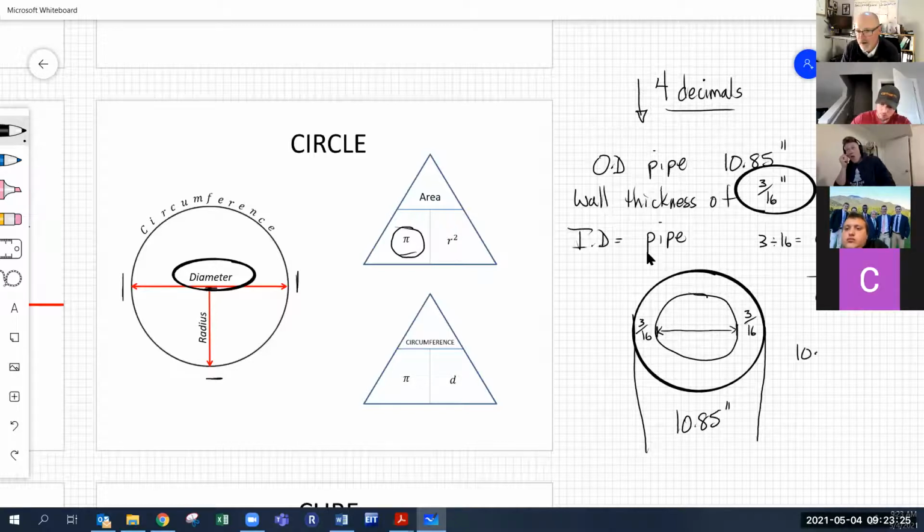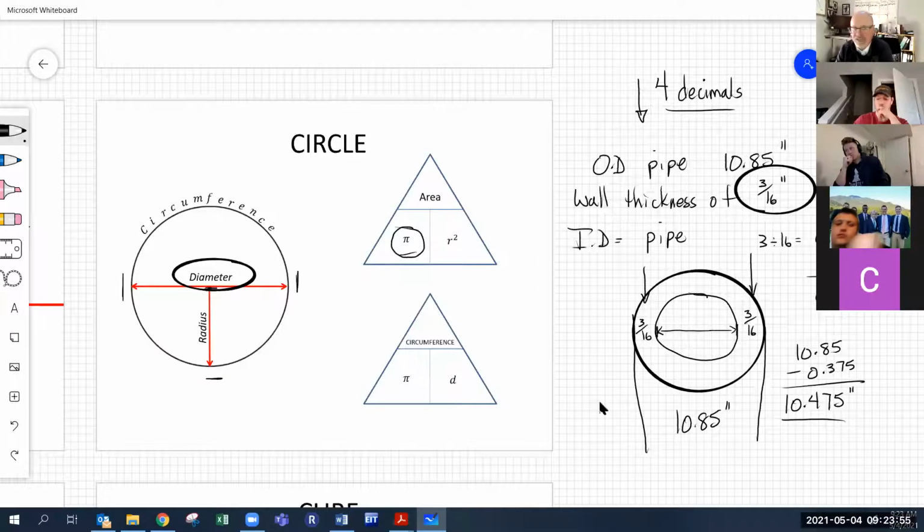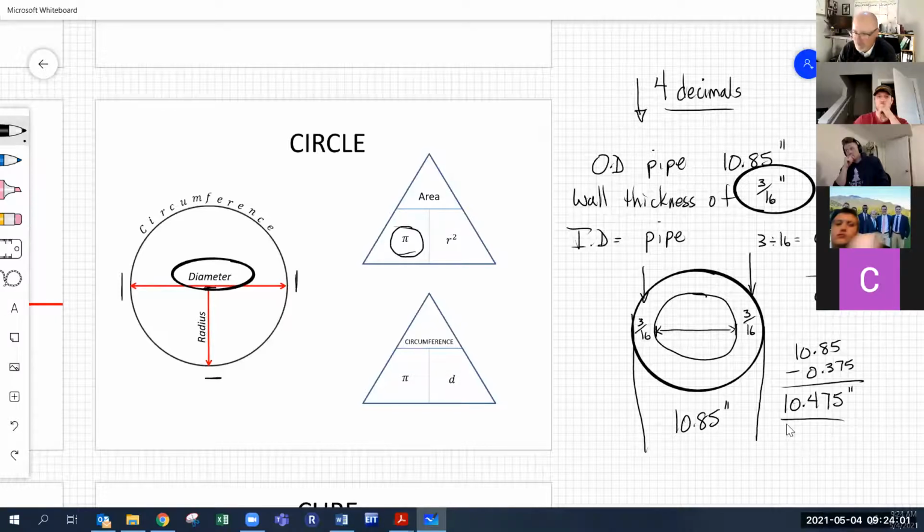So now I'll take my outside diameter minus my wall thickness, and that would give me my inside diameter of 10.475 inches. Okay, don't forget that there's always 2 walls to a pipe if you're doing inside and outside diameter. Good. All right.